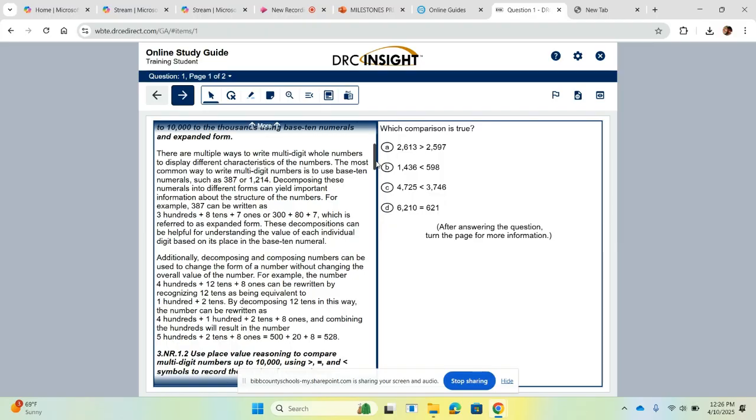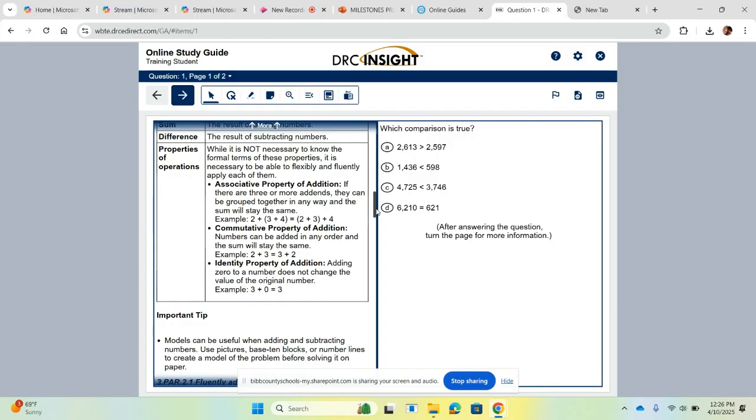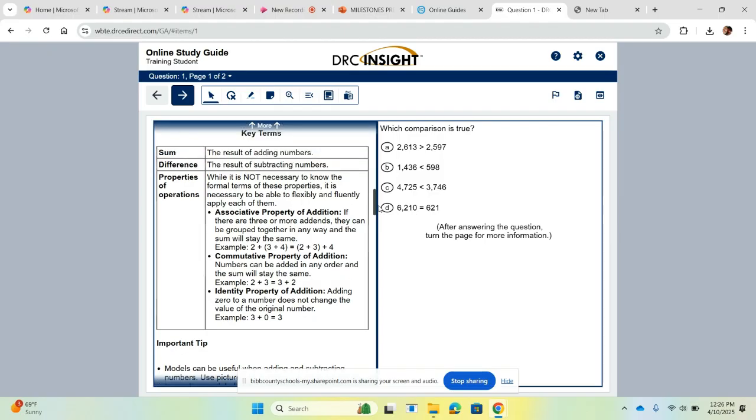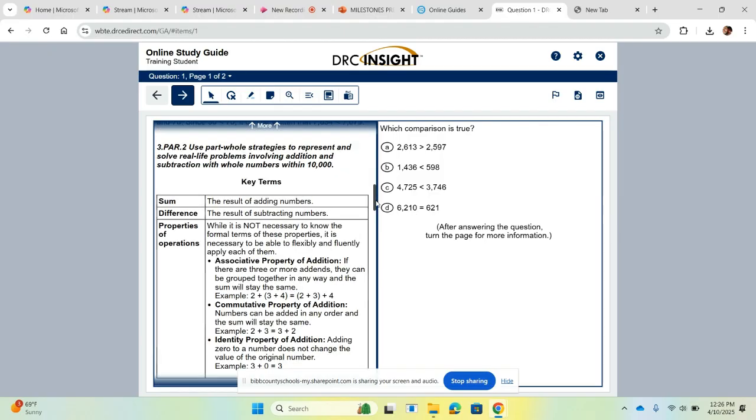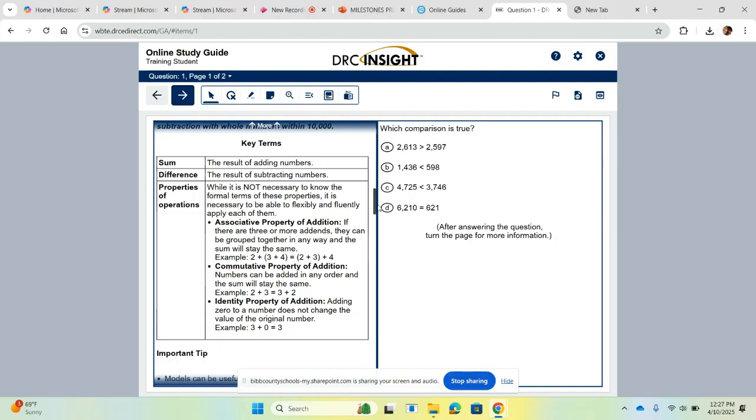There are multiple ways to write multi-digit numbers. You can go through all of these. This is what your students have been learning this year, so you can have an idea. I love that they're using key terms to get through this little tutorial. So which comparison is true? What does it mean by true? Which one is correct, basically? But true also refers to a mathematical term. So which one of these is correct?